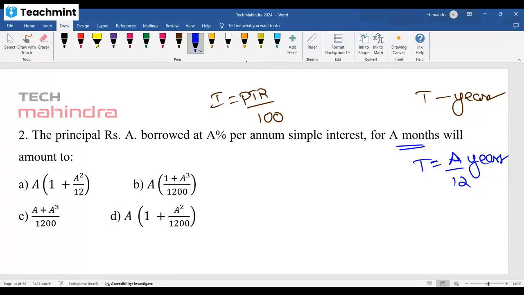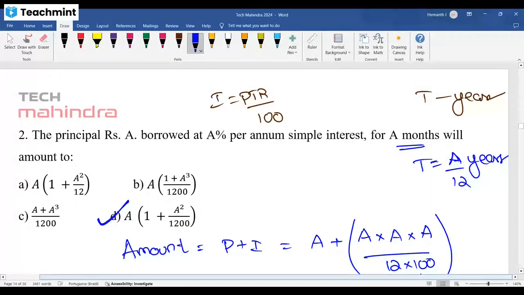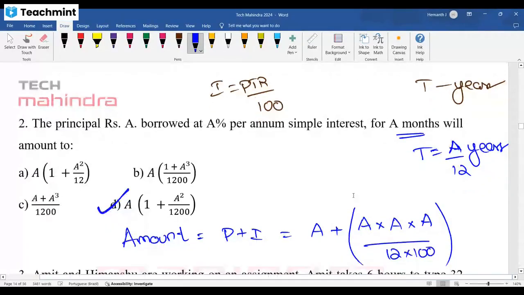Amount means, very important, principal plus interest. Okay, so principal here is A. In interest, principal A, time is A by 12. Rate of interest also A. The 12 will come to denominator. Now you take A common. This is the option D, which is suitable. If you take A common, 1 plus A square upon 1200 will come.